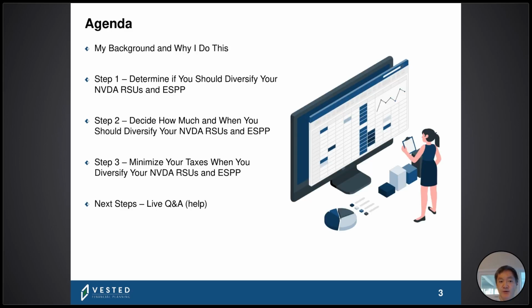So here's the agenda. We'll talk a little bit about my background, and then we're going to walk you through these steps. Step 1 is determine if you should diversify your NVIDIA RSUs and ESPP. Step 2 is decide how much and when you should diversify. And step 3 is minimize your taxes when you do diversify. And then at the end, we'll have some live Q&A, so happy to answer any questions.